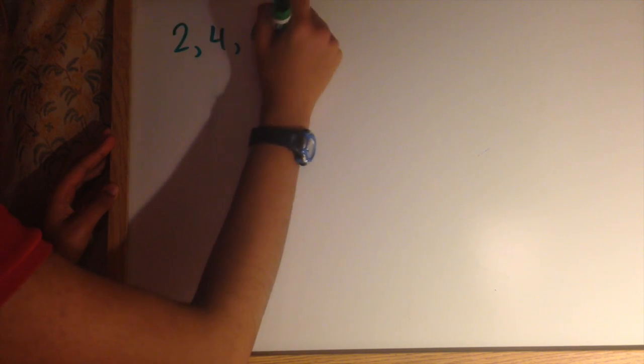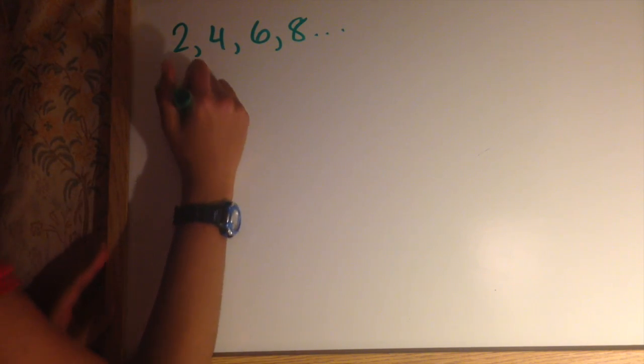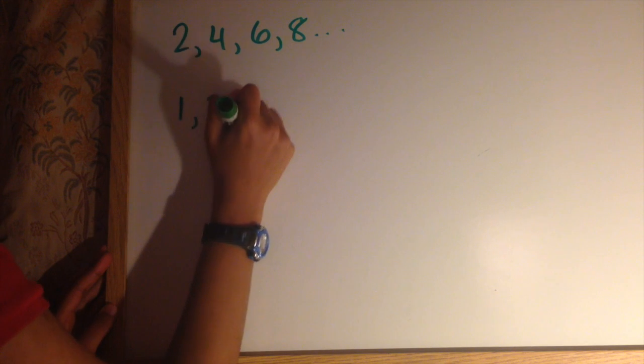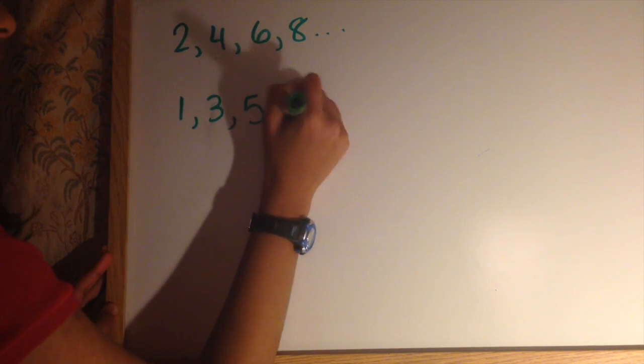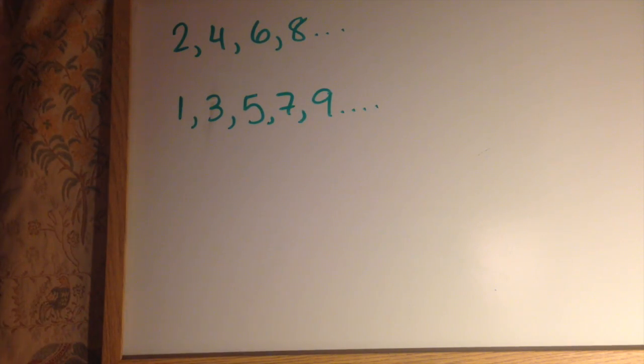So, arithmetic sequences are basically, I like to call them patterns of numbers. And for example, a pretty standard pattern that you probably see is 2, 4, 6, 8, your even numbers, and your odd numbers such as 1, 3, 5, 7, 9, etc., etc.